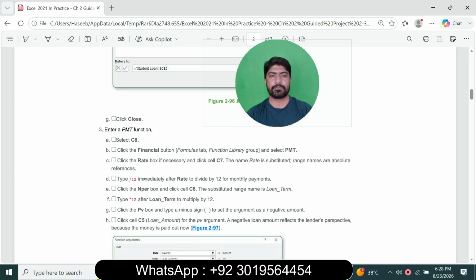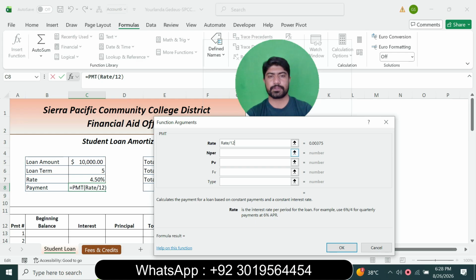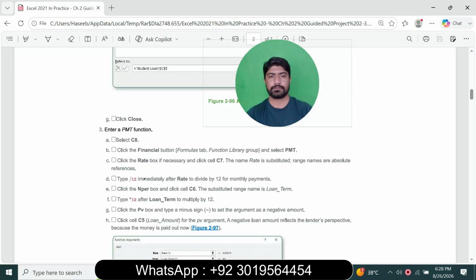Next, click the Nper box and click cell C6, substituting the name loan term.